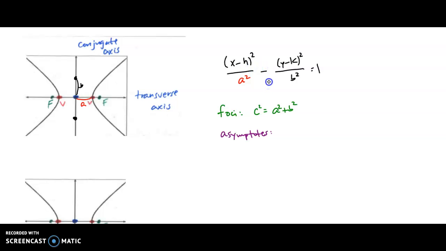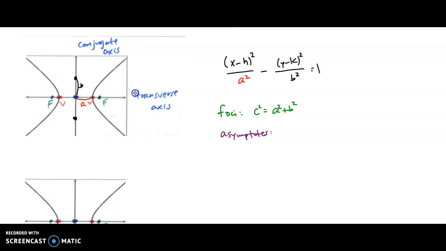What matters here is if the first numerator is x, then the parabolas are going to open up left and right. The parabolas are going to open left and right. The a value can be less than b, and that's fine for hyperbolas.